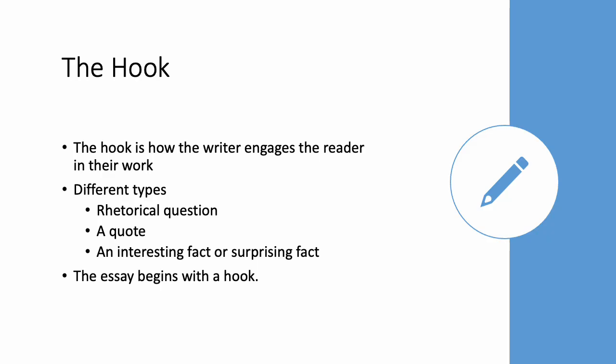So you've probably heard about a hook, or you're probably wondering what a hook is. It's literally hooking the reader, and that's where it gets its name from. It hooks the reader to their work. And there's a couple of different types. I'm going to focus on three types of hooks: the rhetorical question, a quote, and an interesting fact or surprising fact. And this is what is at the beginning of the essay, the beginning of the introductory paragraph. So this is how you reel in your reader.